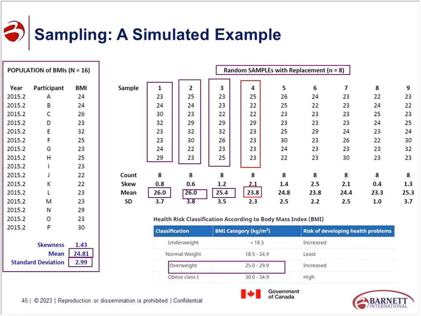Average 23.8. Oh, let's look at the chart here. 23.8. Oh, that's normal weight. Wait a sec. My first three samples lead me to conclude that my students are overweight, and I get another sample that is normal weight.